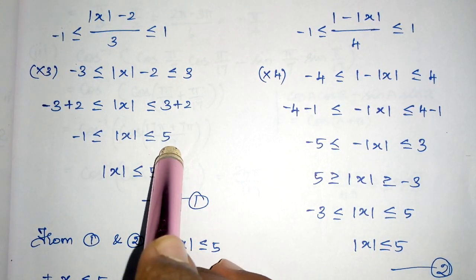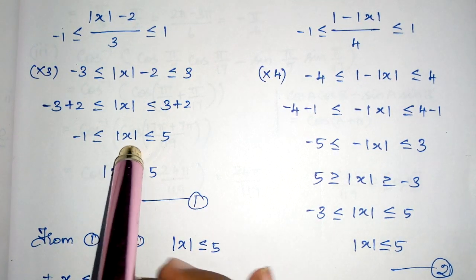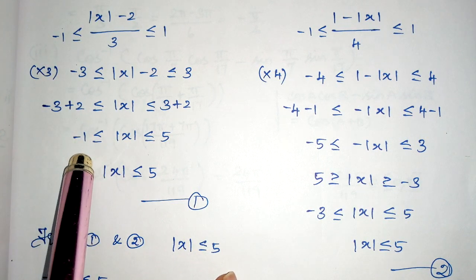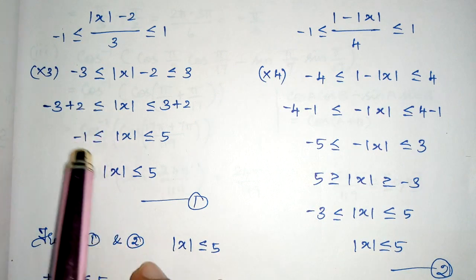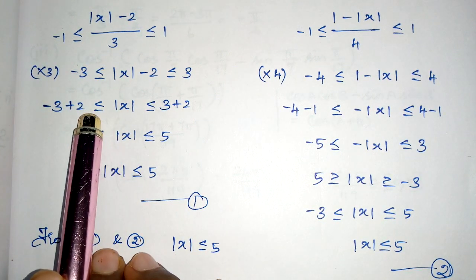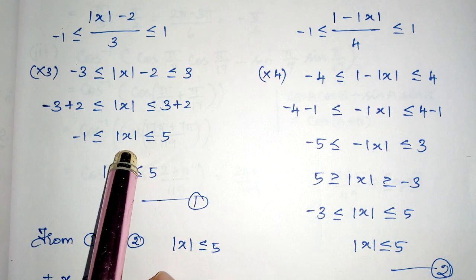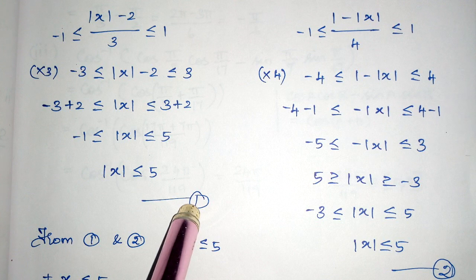Now we know that the modulus of any number is always positive, but here it is given -1. So this is a contradiction. So what I'm going to do is, I'm going to leave this left side inequality and write only the right hand side inequality, that is modulus of x is less than or equal to 5, and I'm going to take this as equation 1.